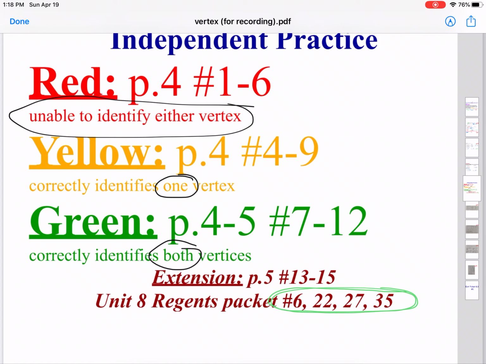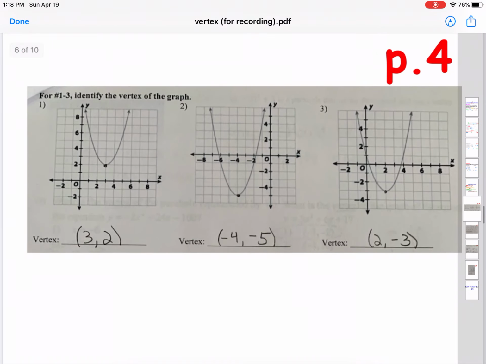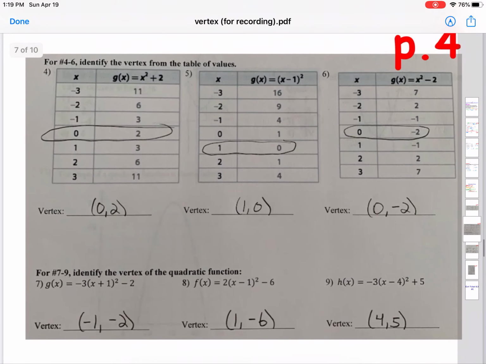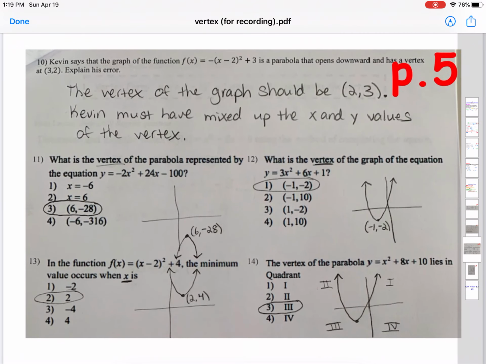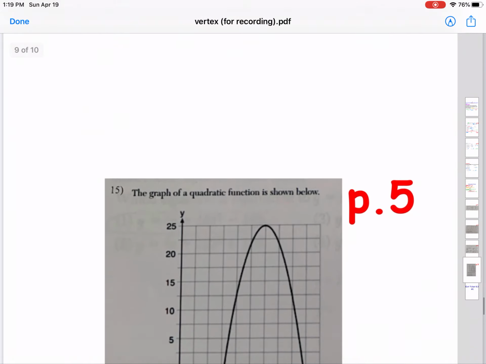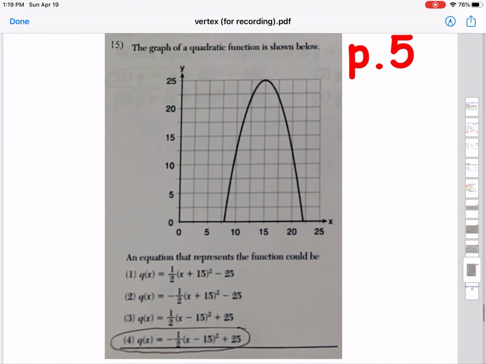Okay, at this point you should be listening to the video only if you're ready to check your answers for your independent practice. Here is numbers 1 through 3 on page 4. Feel free to pause the video to check your work. Here's numbers 4 through 9 on page 4. Moving on to page 5, here's numbers 10 through 14. And moving to our last question, here's number 15 on page 5.